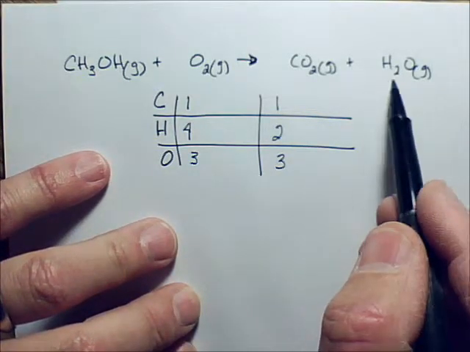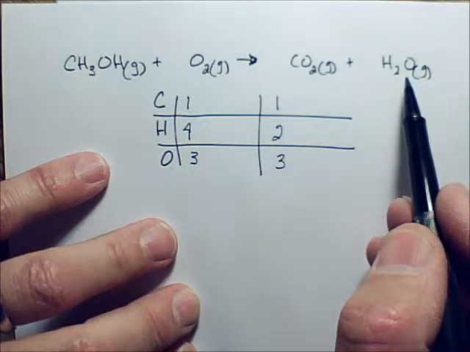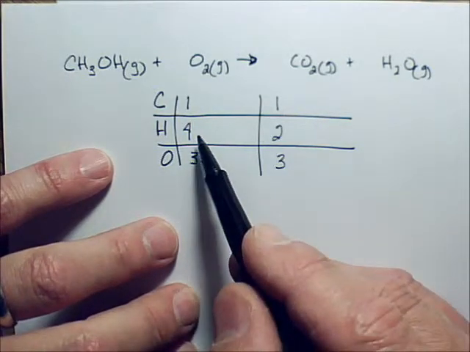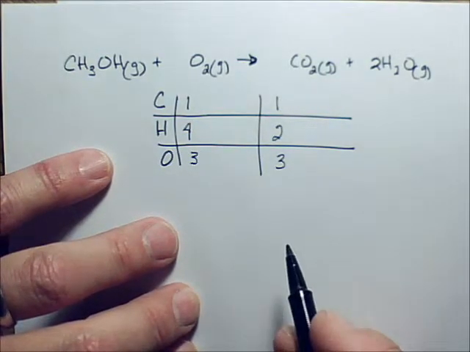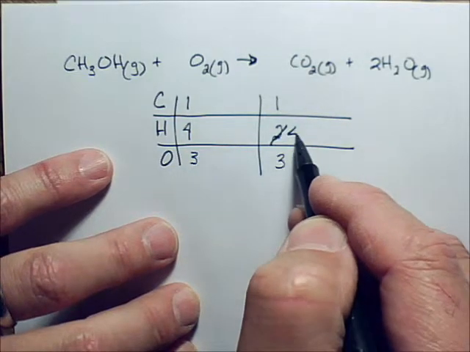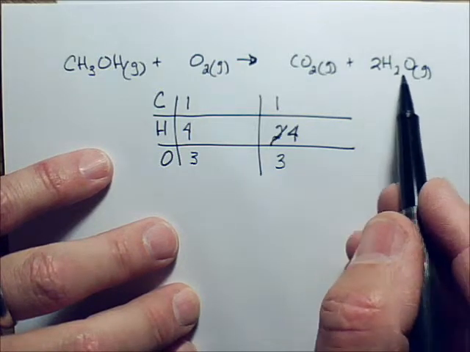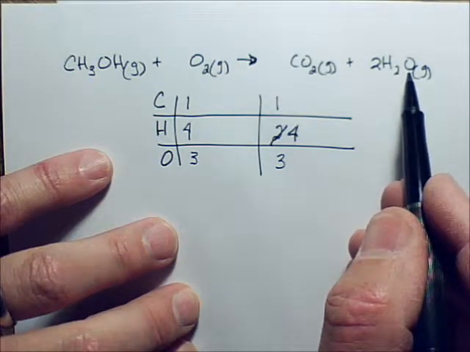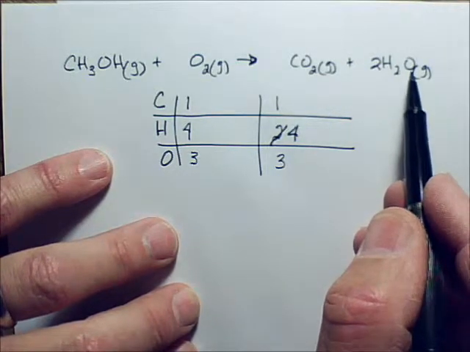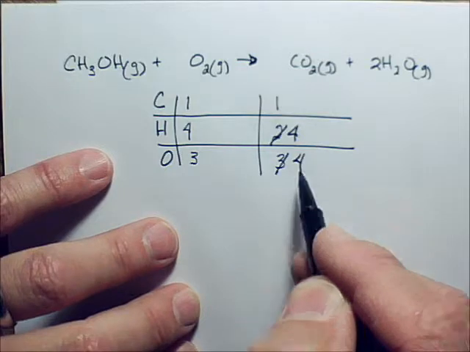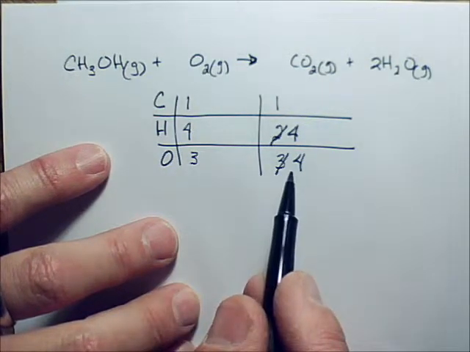The only species over on the right-hand side that has hydrogens in it is the water. So that's the only one we can use to try and get to 4 hydrogens. So I'm going to put a 2 in front of the water to start with to try and get 4 hydrogens. When I did that, though, I multiplied the number of oxygens by 2. So I have 2 oxygens here and 2 oxygens here for a total of 4 oxygens. Well, now the oxygens are not balanced.